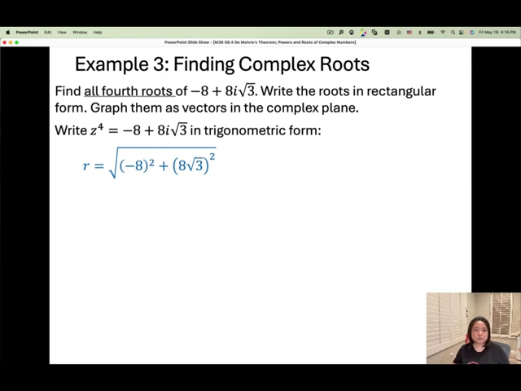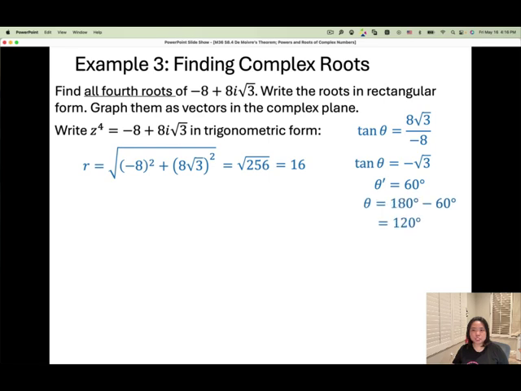Okay, check your work. Find out the R. You should get 16. And then the argument, theta: tangent theta equal to y over x. The reference angle will be 60 degrees, and that will be in quadrant 2. So your argument will be 120. Now, write it down in the trigonometric form. So z to the power of 4 equal to 16 CIS 120 degrees.